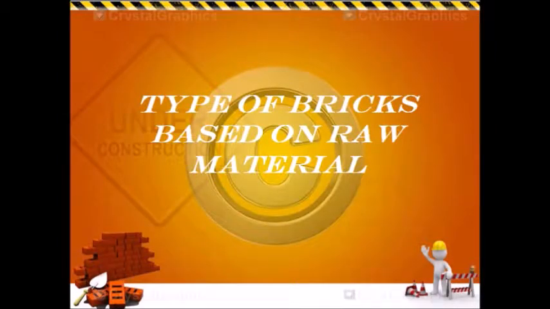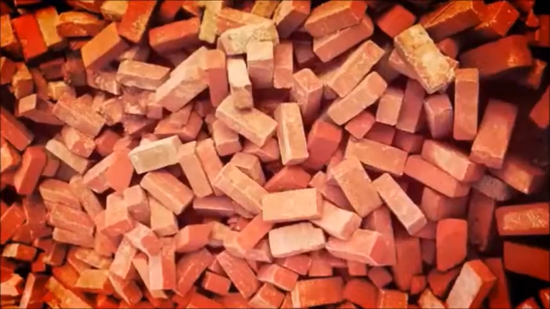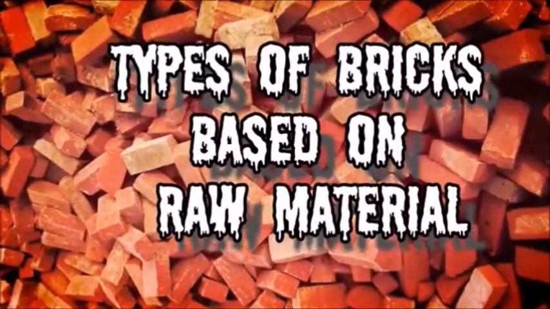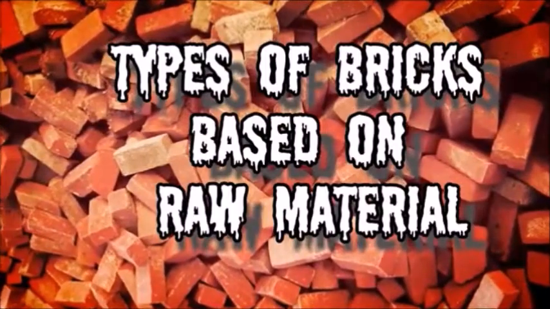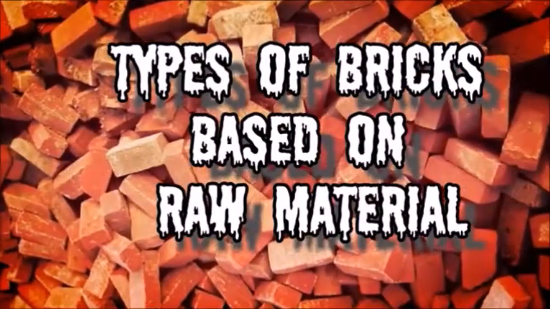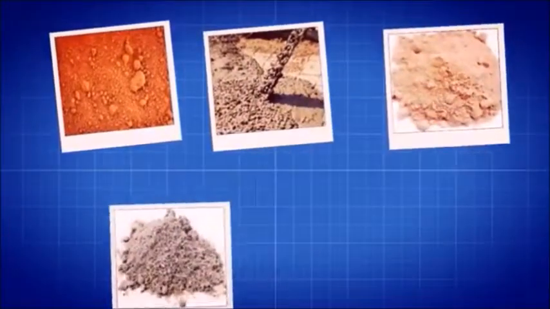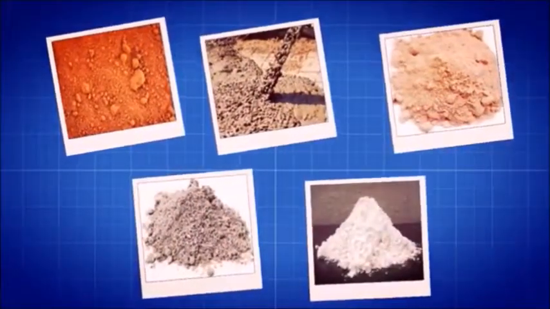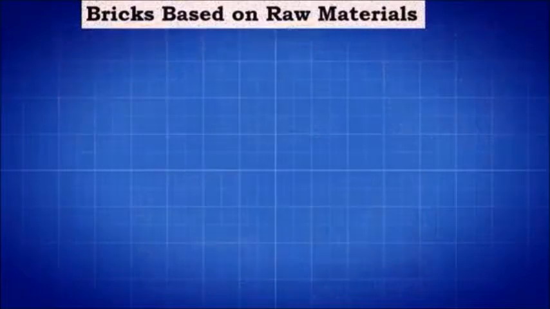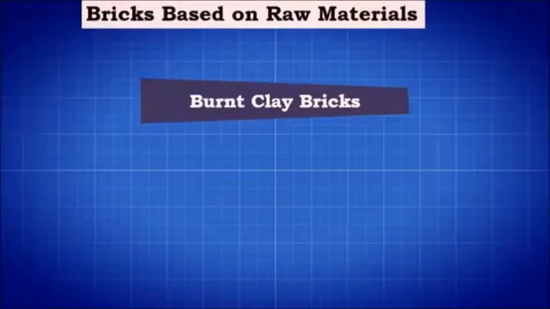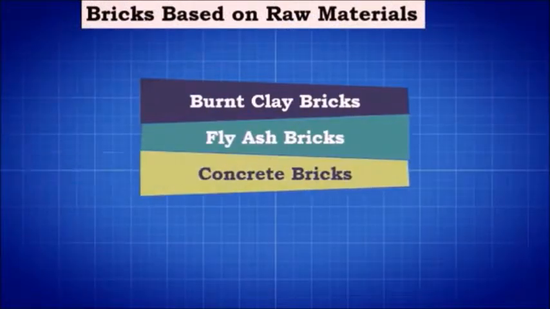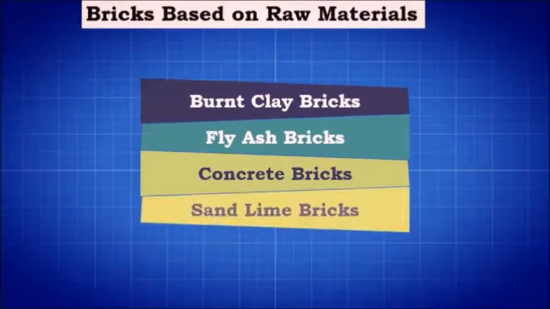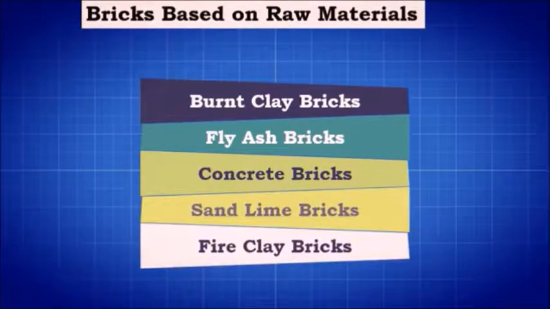Yang ni pula the profile of bed joint yang kita tengok dari sisi hadapan. Next adalah video yang akan terangkan type of bricks based on raw material. Types of bricks based on raw materials. Based on the raw materials used in the manufacturing of bricks, it can be classified into burnt clay bricks, fly ash bricks, concrete bricks, sand lime bricks, and fire clay bricks.